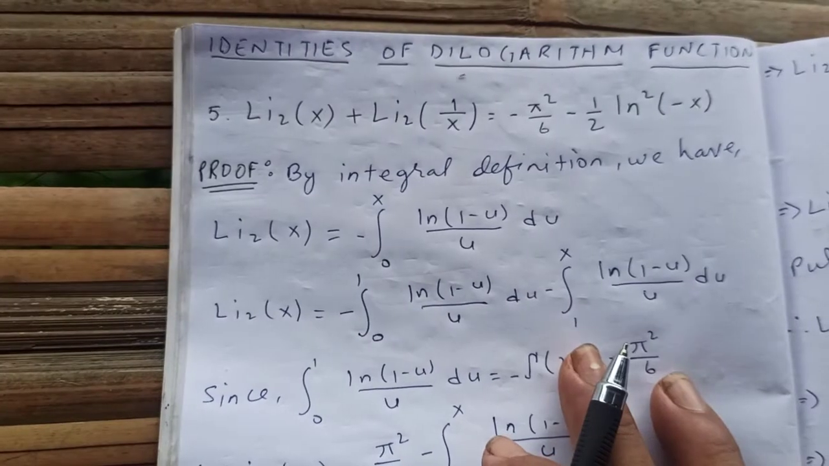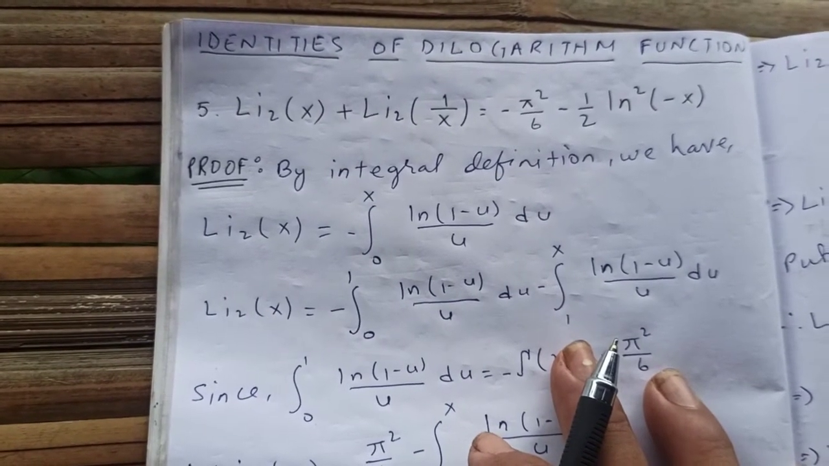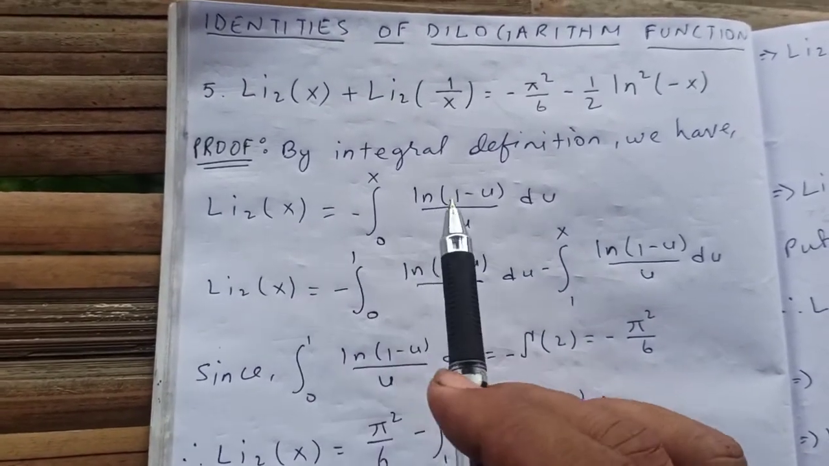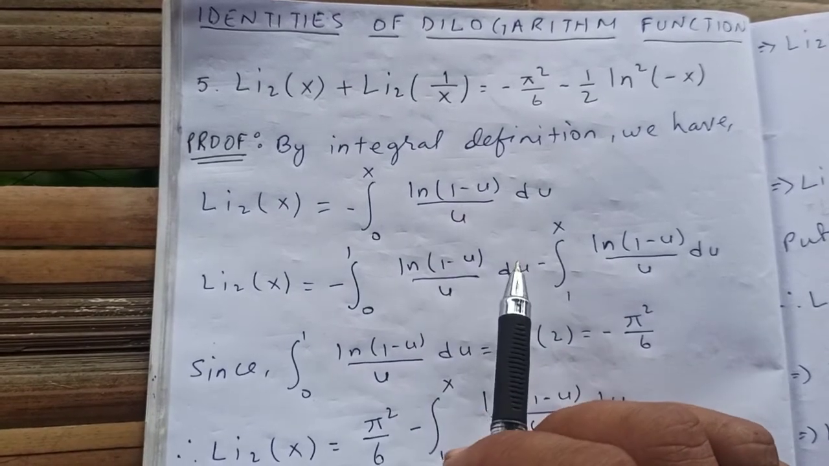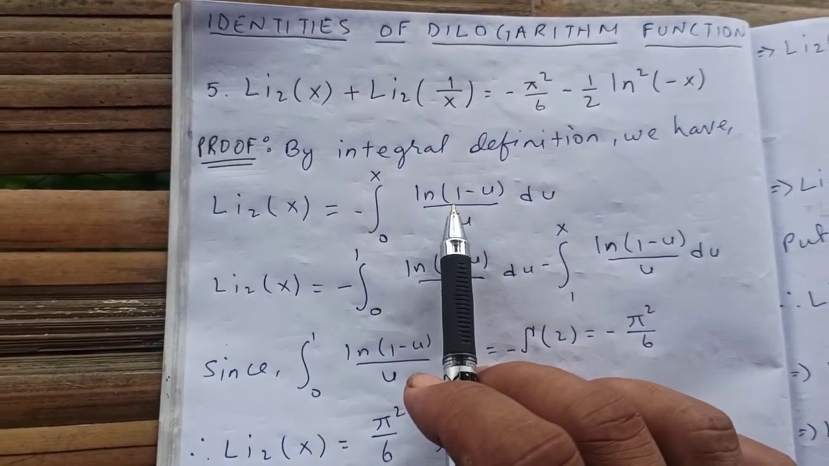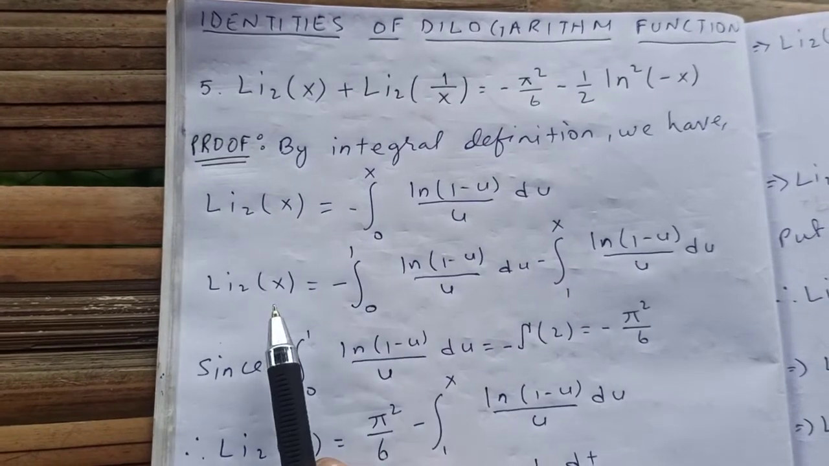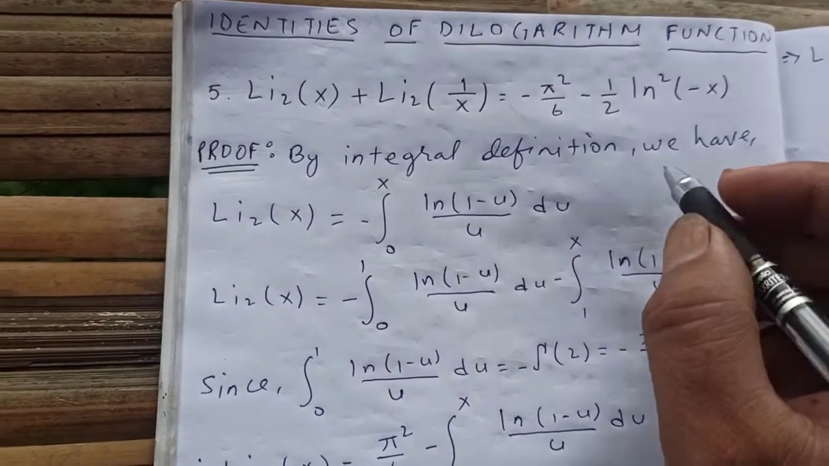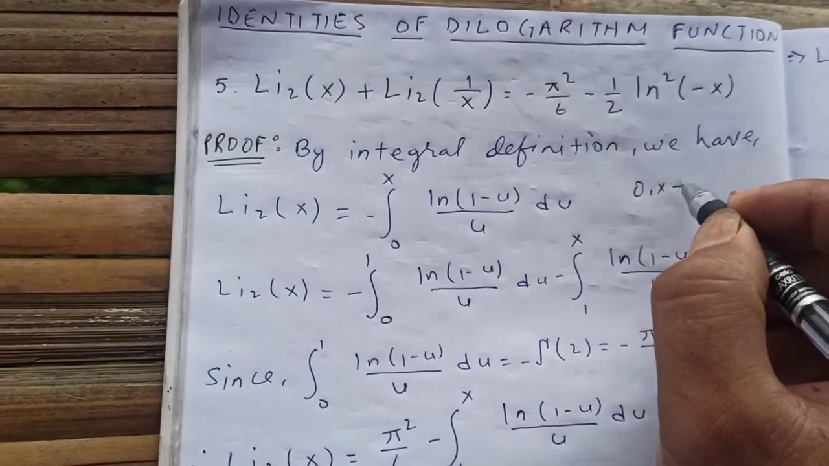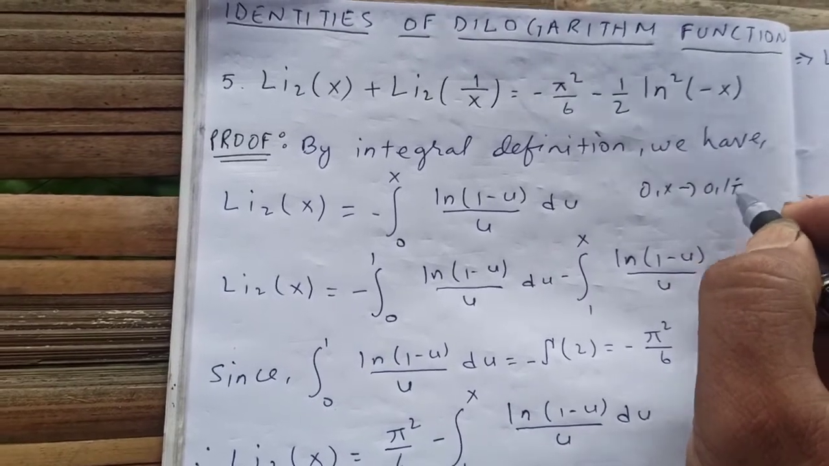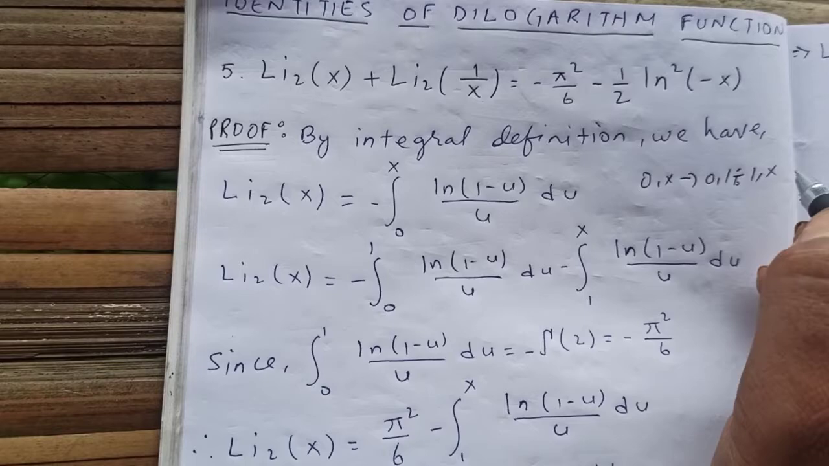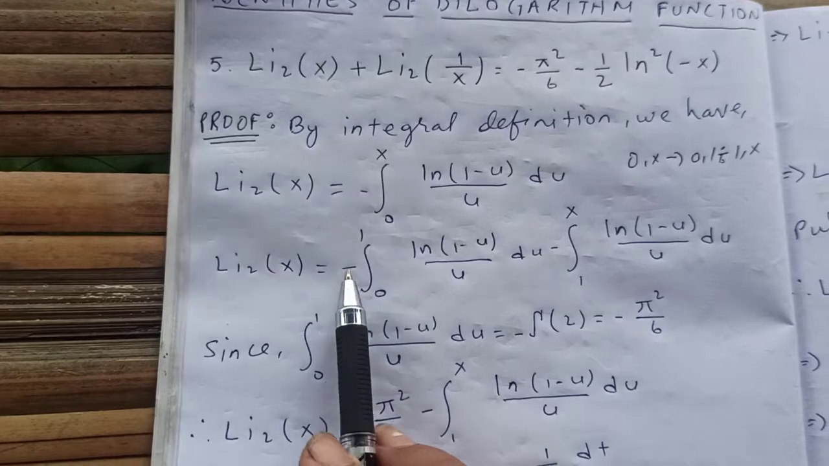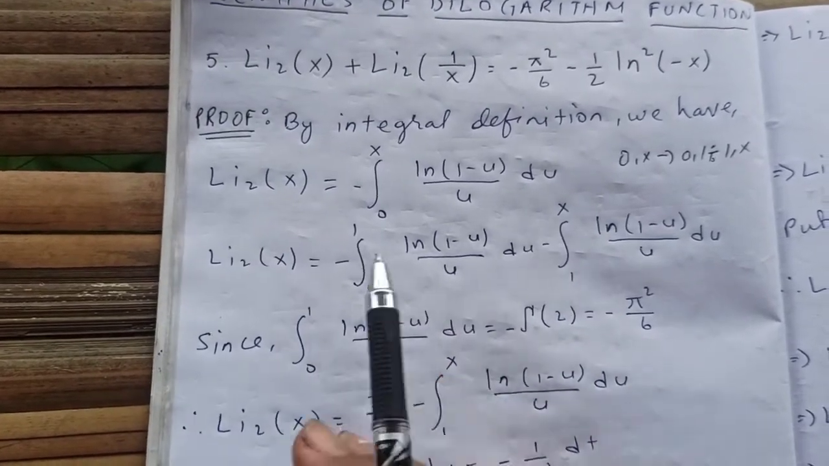Now, by the integral definition of the dilogarithm, we have Li2 of x is minus the integral from 0 to x of log of 1 minus u by u du, right? We have already done this in the previous video. Now for Li2 of x, I'm going to split the integral from 0 to x as 0 to 1 and 1 to x. The negative is there because of this. Both must be there.